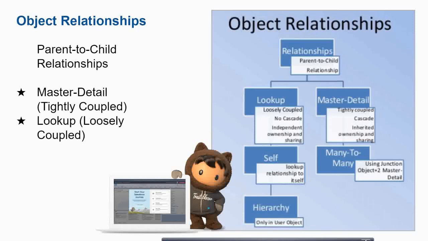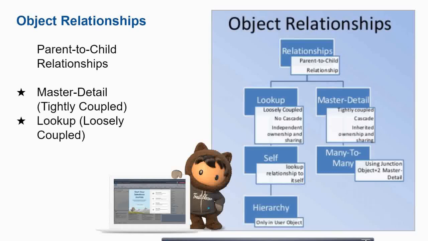Let's say for a library management system, you have a student table, and you have a books table. Basically you have two tables, and you just link them through one to one, one to many, whatever relationships. So in Salesforce, there are basically two types of relationships. One is master detail relationship and the other one is lookup relationship.